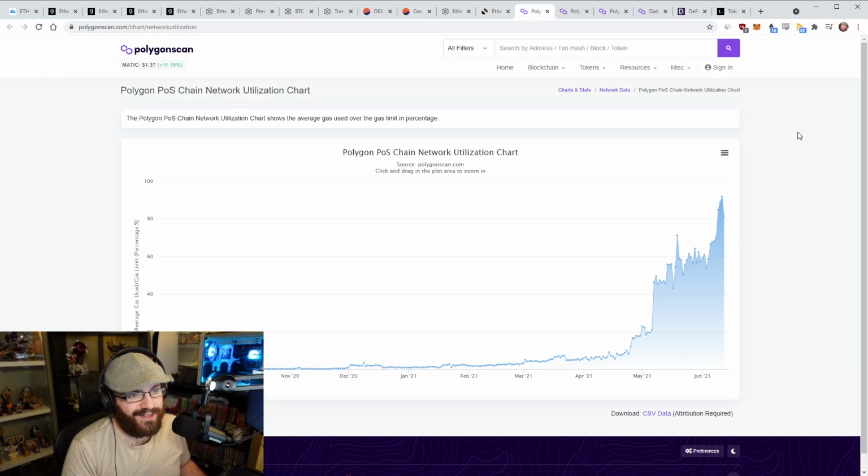All right, so here's a new addition for the data pump, the Polygon metrics. Polygonscan came out the other day, so it's very easy for me to see various metrics of the Polygon POS chain network here. And as you can see, Polygon has had an amazing amount of growth. I've got 4 key stats that I want to go through, but this first stat is the Polygon POS chain network utilization chart. So this shows the average gas being used on the network and how full the network is in terms of usage.